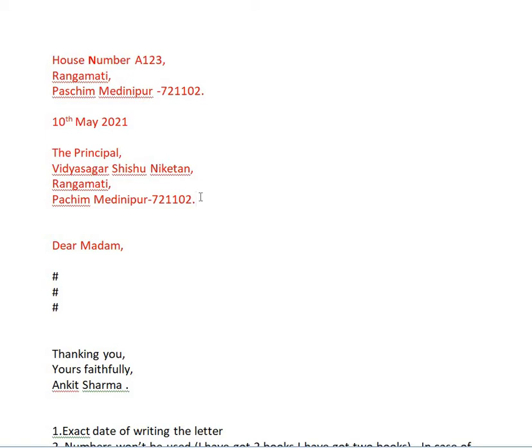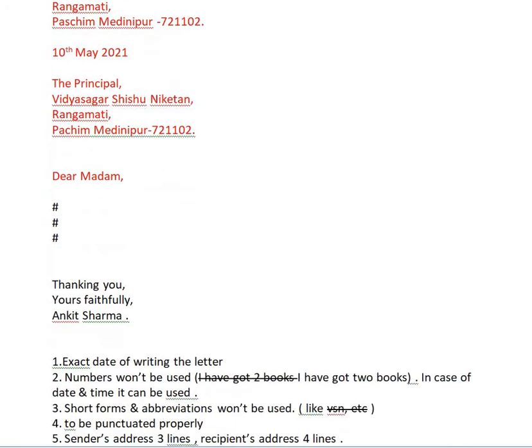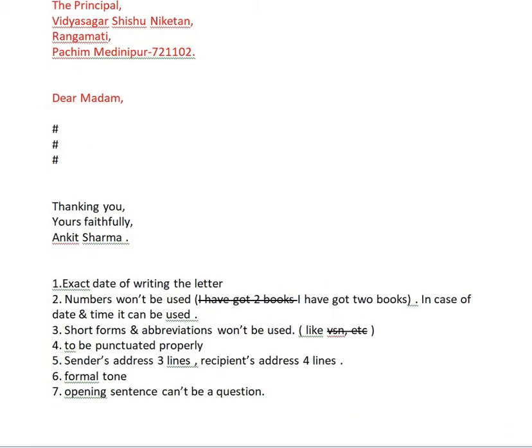So the first one is that you will have to write the designation of whom you are writing. The first line, the designation of the recipient. Second line is the institution's name or the organization's name or the office he or she is holding. The third one will be the name of the place, and the fourth one will be the district with the pin code. So this one will be the format of your formal letter.